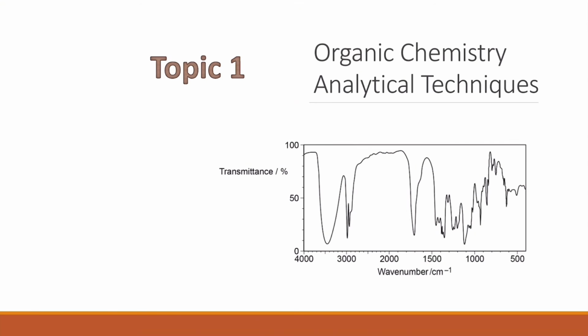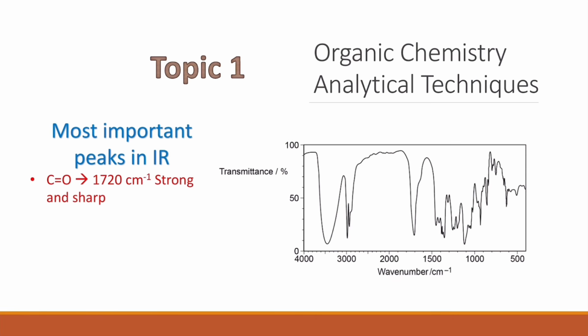The first thing is the analytical techniques, because this is a guaranteed question in your exam. You will have to use data from the IR and carbon-13 and proton NMR to find a particular structure. For the IR, the most important peaks that usually come in the exam are the carbonyl group here, which is a strong and sharp peak at 1720 cm^-1. And then we have the OH peak, which is going to be broad. You need to be able to differentiate between the OH that comes from an alcohol and an OH that comes from a carboxylic acid. It's going to be an OH anyway, and it's going to be broad.